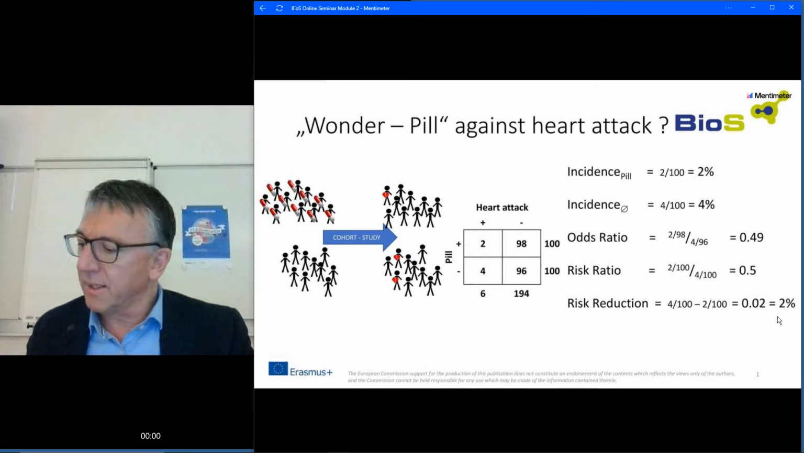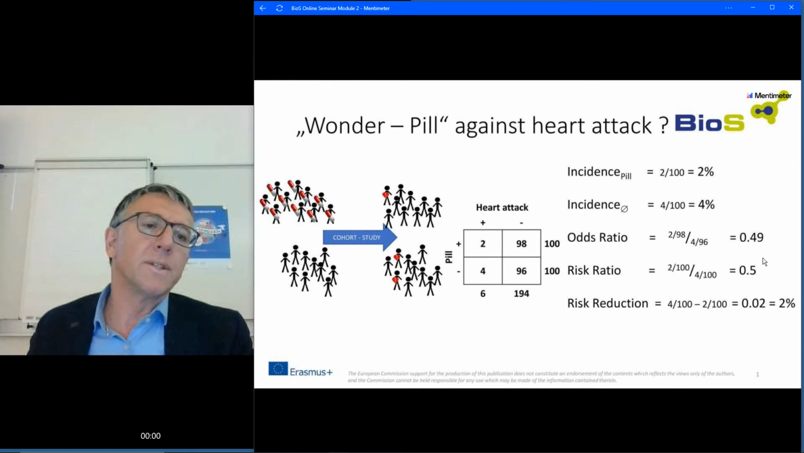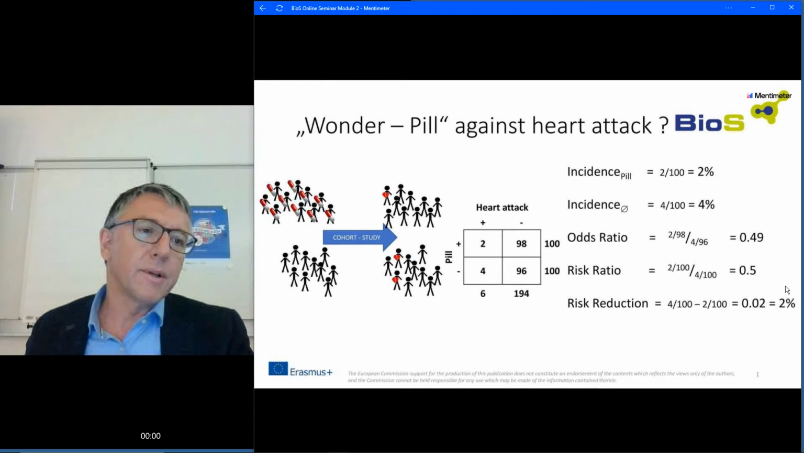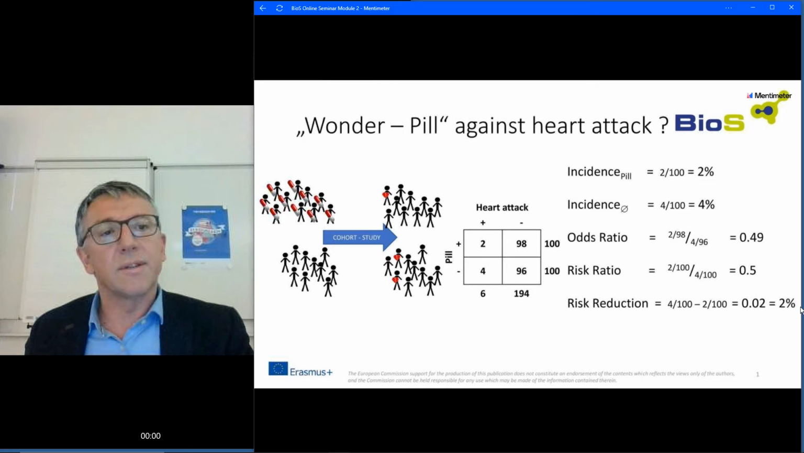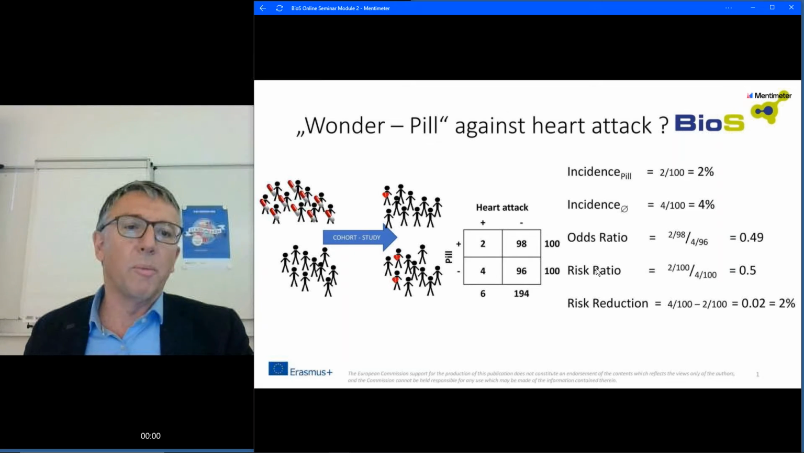How do we now interpret this? Is this large or is this small for being a good effect? So the risk is reduced by 50%, but the risk to begin with was actually pretty small. It was only 4%. And you reduce it absolutely by 2%. So you can consider this as a large reduction or a small reduction, depending on whether you develop a heart attack or not. For those 2 individuals who develop the heart attack, it would be effective.